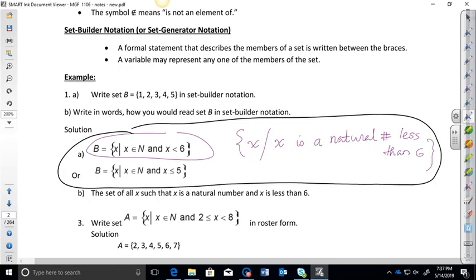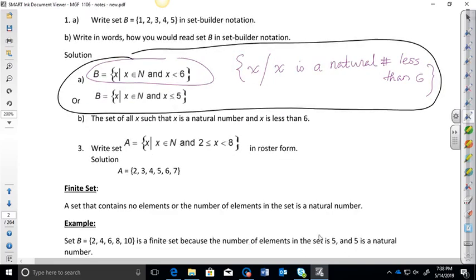You can write in any of those 3 forms. You can say less than or equal to 5, or less than 6, or natural number less than 6, less than or equal to 5.